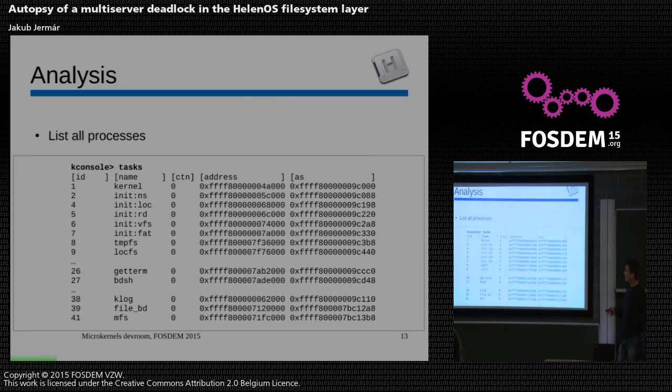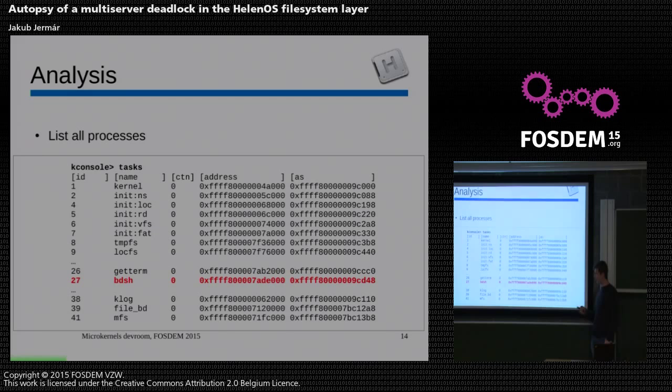What is the first step that we can actually take in kconsole in order to root cause this deadlock? Well, a good idea probably is to have a look at what processes are still running in the system. For that we have the tasks command in kconsole, and when we type it in, it will give us a list of all processes that run. It will give us process ID, process name, and some other data that are not that interesting for us at this moment. And when we take a closer look, we will see the process that hung. That's the shell instance, and it has ID 27.